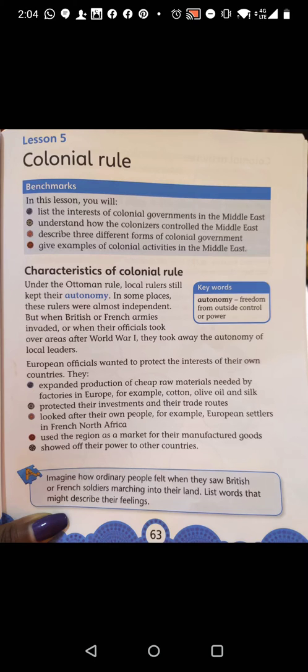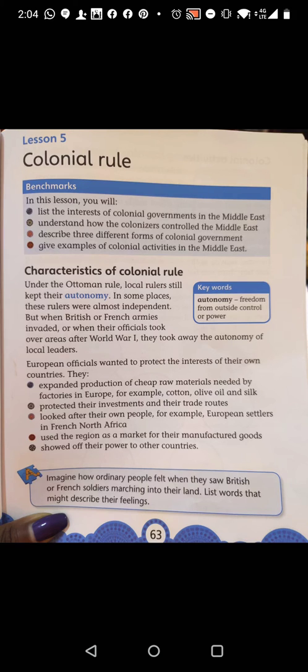What they did was expand production of cheap raw materials needed by factories in Europe, for example cotton, olive oil, and silk. You remember we talked about them taking over the cotton fields in Egypt. They protected their investments and their trade routes. They wanted to make sure that their trade routes were safe, that no one would attack or destroy them. They looked after their own people.